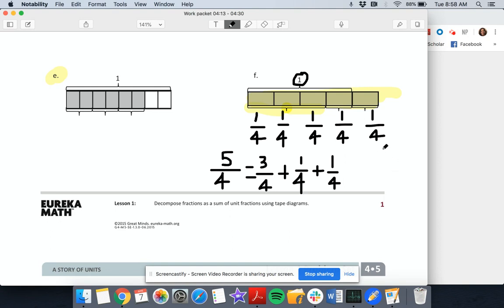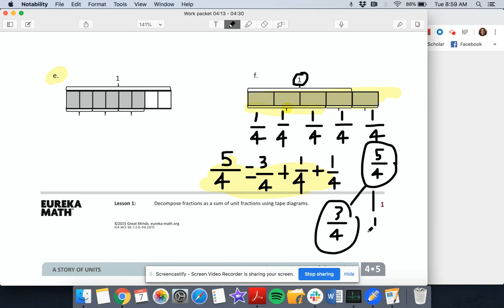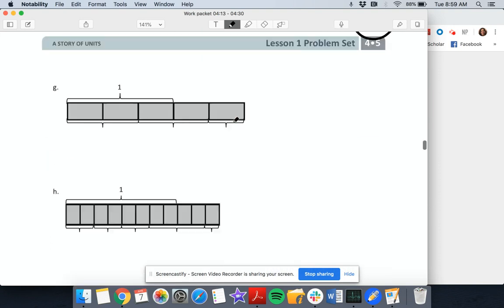And we could go ahead and put that in a number bond as well. So here is my number sentence. And let's just transfer this into a number bond. So 5/4 on top, 3/4, and then we have 1/4, and then we have 1/4. Okay.